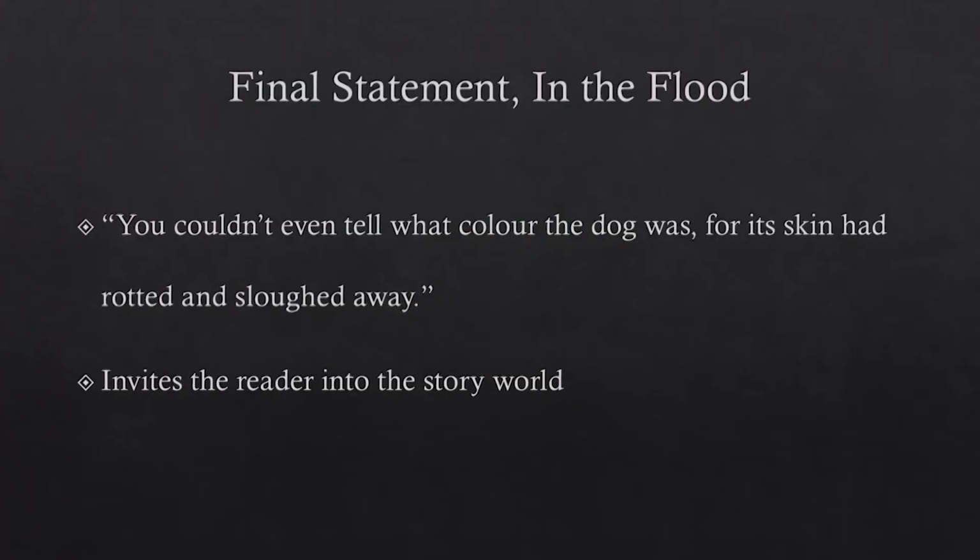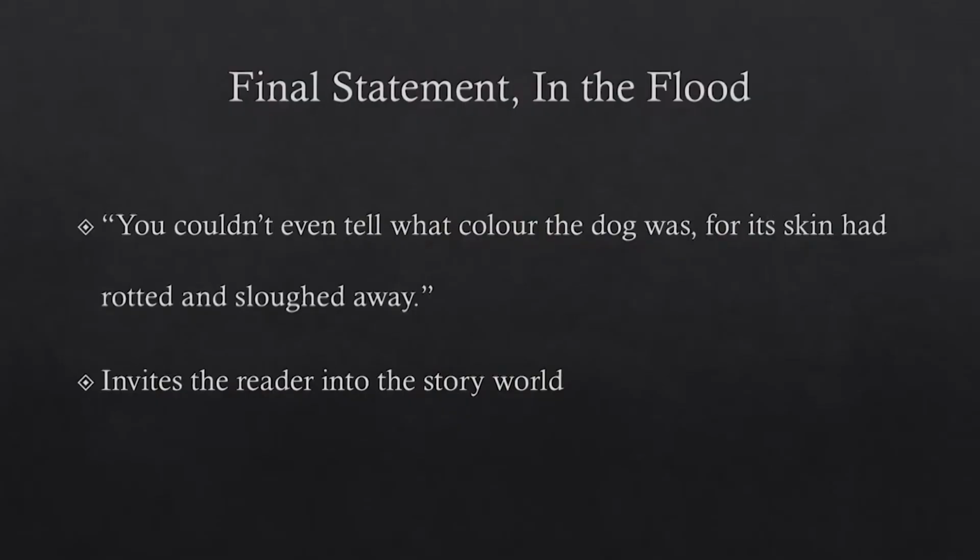Let's come to the final statement in The Flood. The final statement is very interesting in terms of point of view. "You couldn't even tell what color the dog was." You couldn't even tell. He doesn't say Chenin couldn't even tell. He brings in the reader at this point in the story. So, the reader is pulled into the inner story. He says that the color was totally gone, for its skin had rotted and sloughed away.